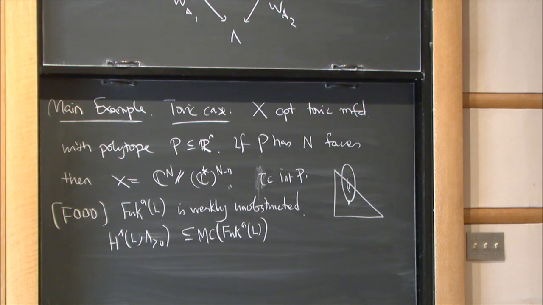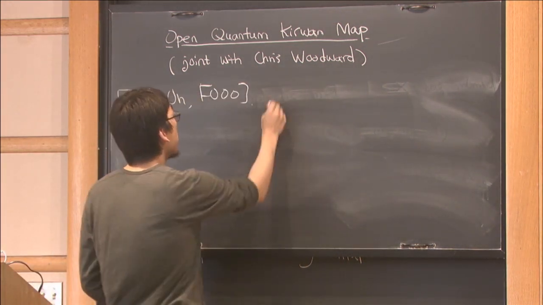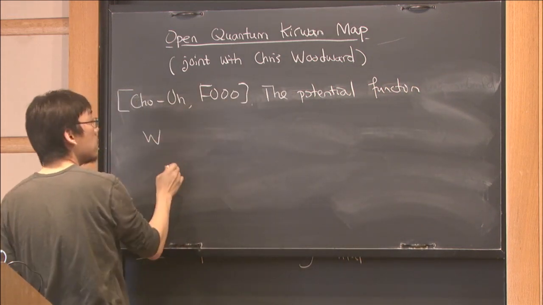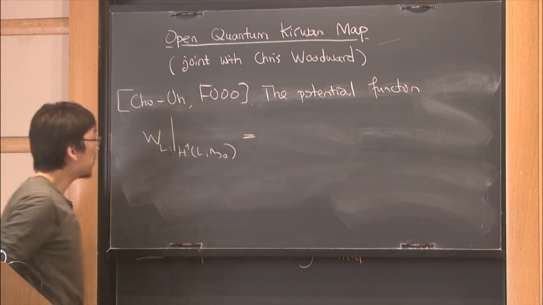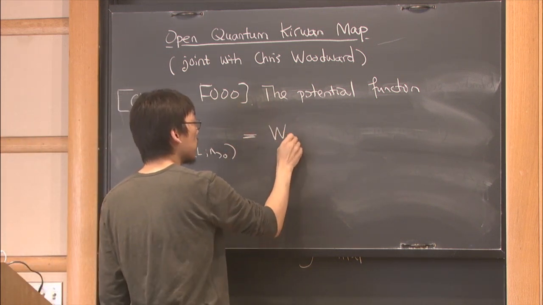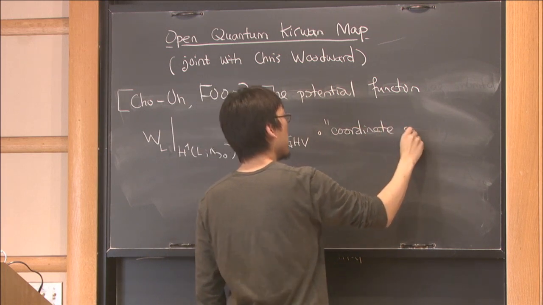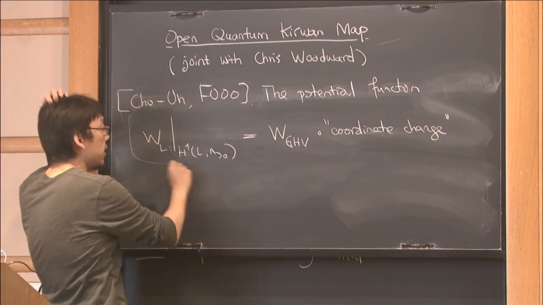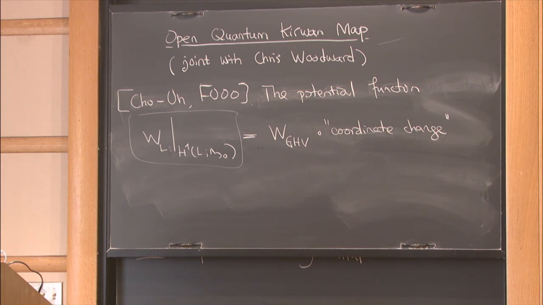And there's also the work of Cho and Oh, and also Fukaya, Oh, Ohta, and Ono. They showed that the potential function, let's say without bulk, restricted to this subset H upper one, is equal to the so-called Givental-Hori-Vafa potential composed with some abstract coordinate change. And actually this restriction of the potential function to H upper one is a way to construct the Landau-Ginzburg mirror of this toric manifold.